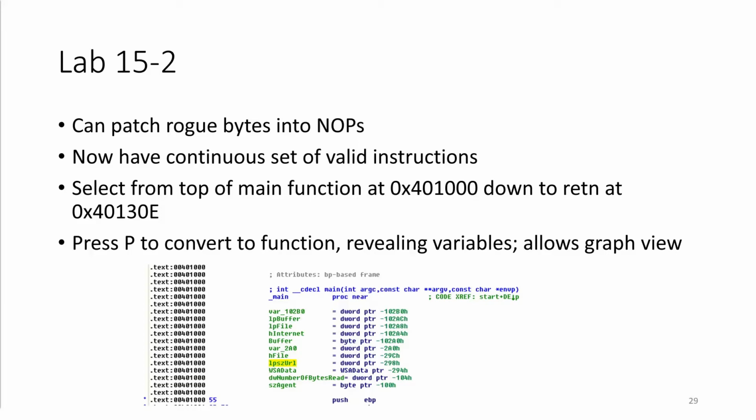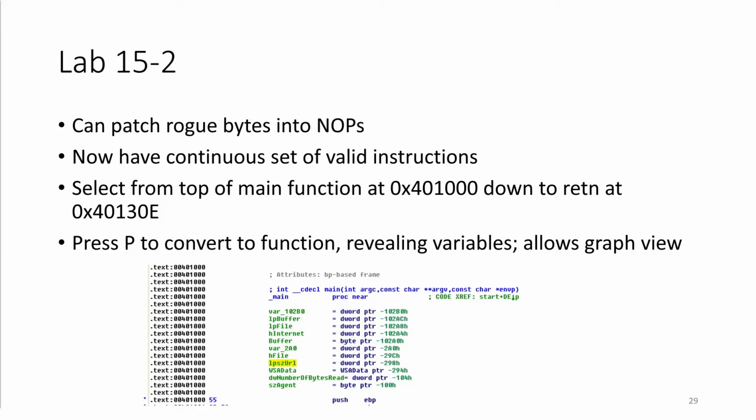Once all the previous fixes are applied, you'll have a continuous set of instructions that accurately represents the main function. The book recommends patching all the rogue bytes into NOPs, but I found this unnecessary after trying it both ways. And you can now select the whole main function from hex 401000 down to the return instruction at 40130E. And then you press P to make IDA recognize it as one function.